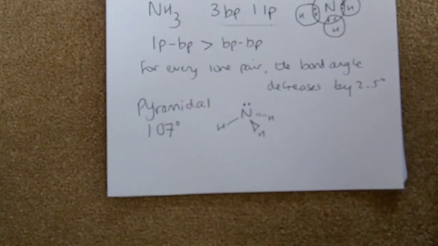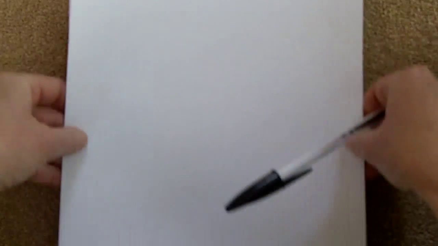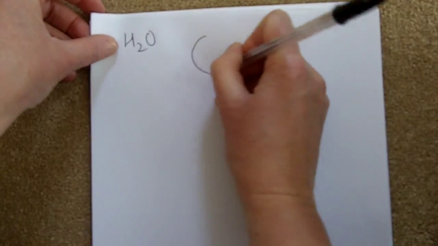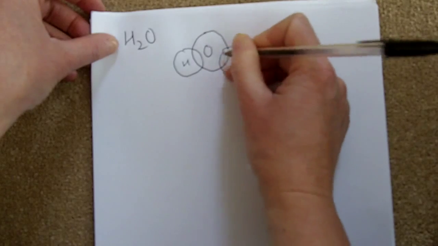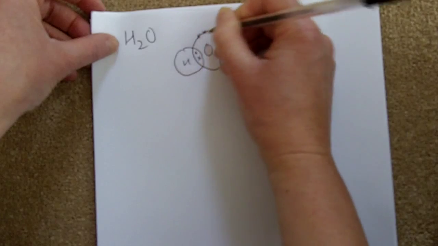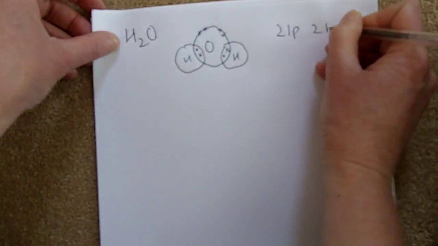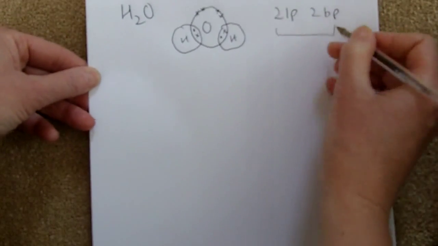Okay, so when you're asked a question of what shape is this organic molecule, first thing you need to do is the dot and cross diagram. So let's do that then for water. Okay, let's quickly do the dot and cross diagram for water. You can probably remember how many lone pairs and bond pairs it is. Water is 2 lone pairs and 2 bond pairs. Okay, so now it's got 4 pairs of electrons.